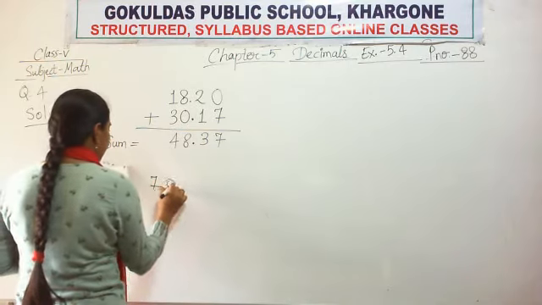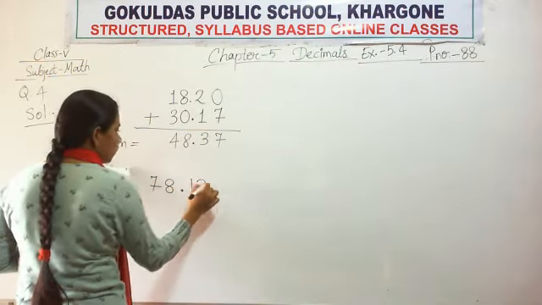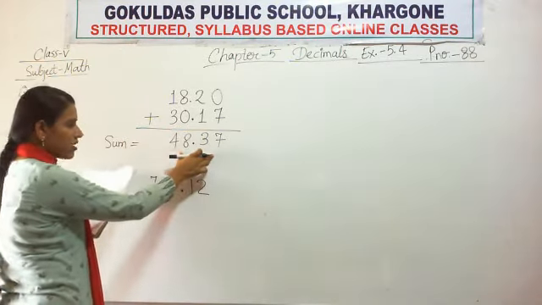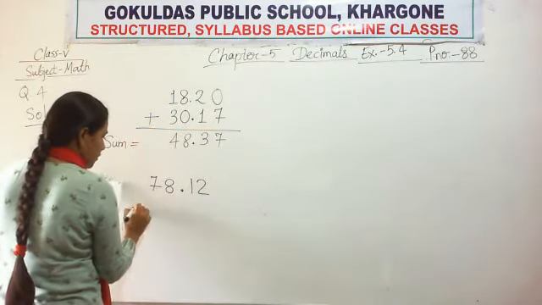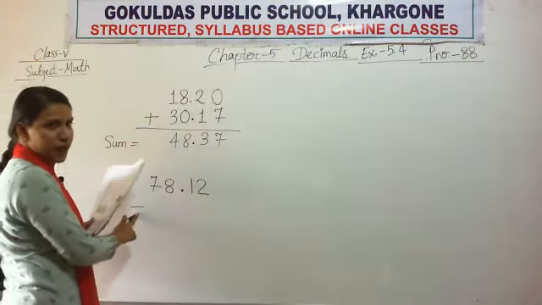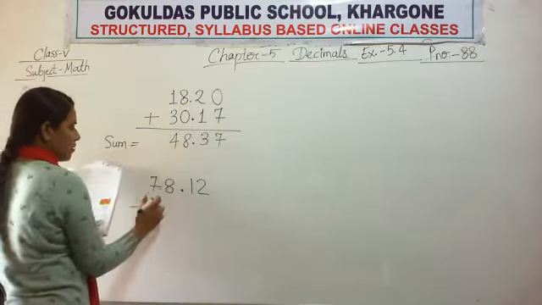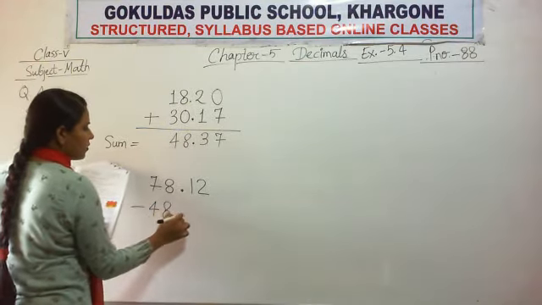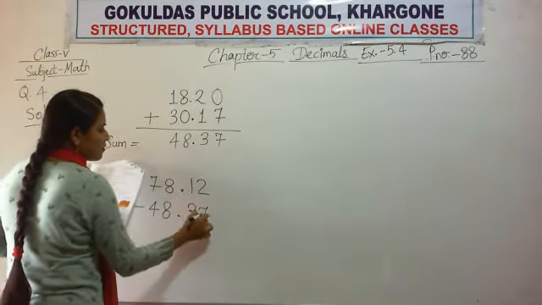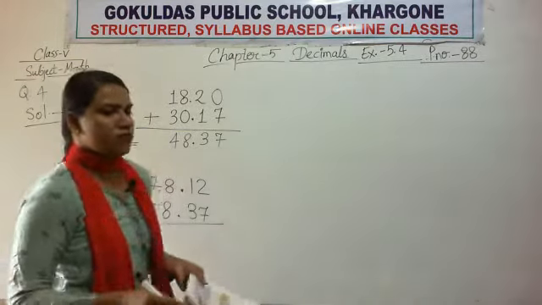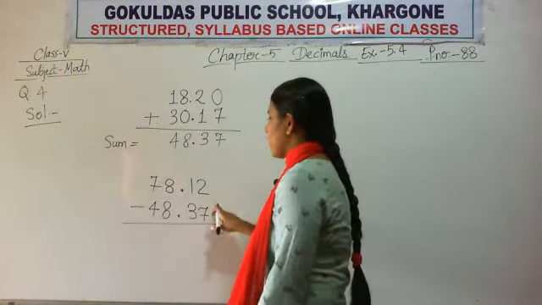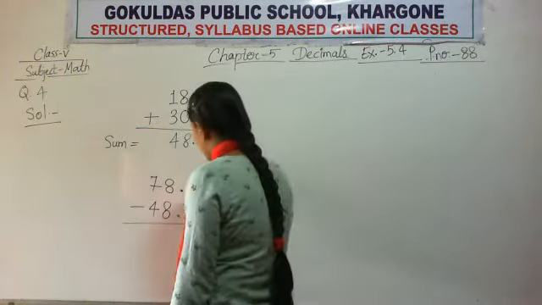So write 78.12. You need to subtract the sum. For subtraction we put the minus symbol, and our sum is 48.37. Okay, now subtract: 2 minus 7, not possible, so we need to take a borrow.